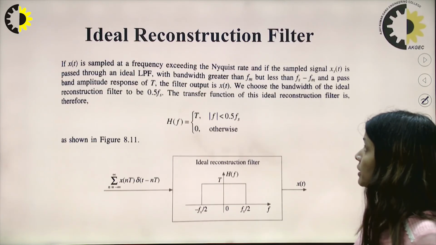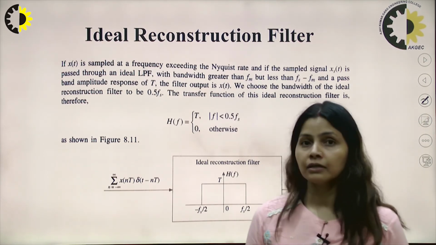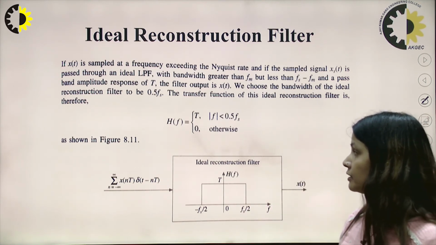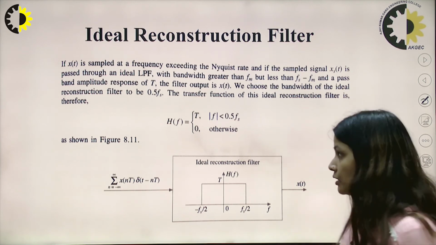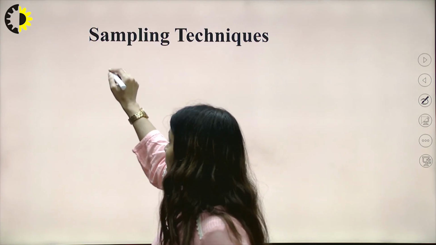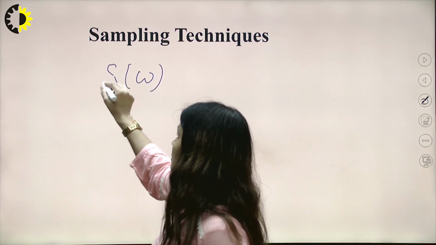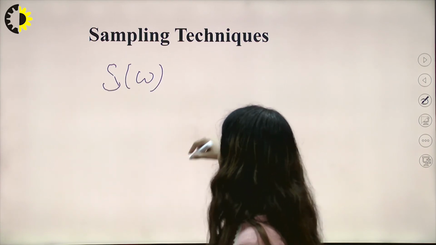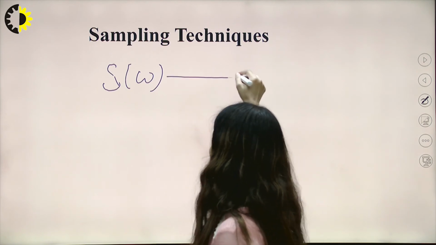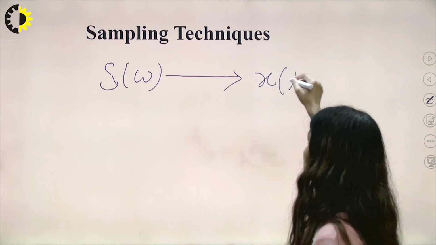Now coming to the reconstruction, how to recover a particular signal. So coming to the reconstruction filter, reconstruction is the reverse technique. What is the reverse technique? Let me tell you. I have obtained S of omega by performing the sampling. Now from S of omega, I want to get back my original signal x(t).